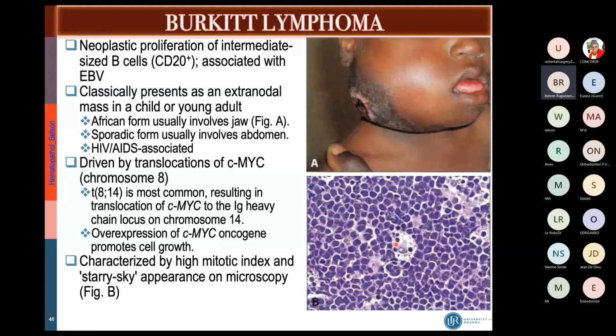So it itself has many subtypes. We have the African form, which involves the jaw as seen here. We have a sporadic form, which occurs mostly in Europe, and here we see abdominal tumors, and the HIV AIDS associated form. So these are the three epidemiological variants of Burkitt lymphoma.